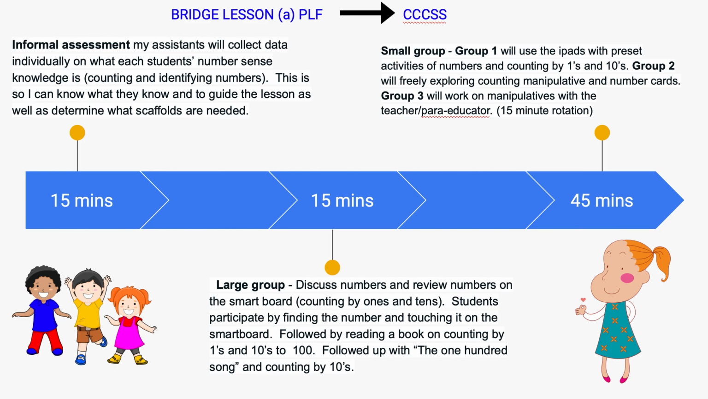followed by songs about counting to 100 by ones and by tens. And then we would break up into small groups, where each one would work on a different thing. One group would be on iPads, where they would have preset games and activities. Group 2 would be freely exploring manipulatives and number cards. And group 3 would have direct instruction from the teacher or the parent educator. So that would be part A of the lesson.